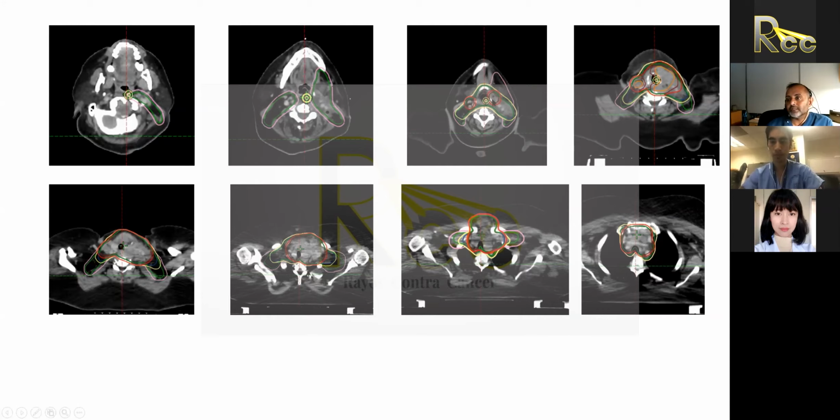Here's the gross disease. The red is the 70 gray volume. The yellow is the 63 gray volume. And then down here, pink is the 56 gray volume. And you can see the disease.